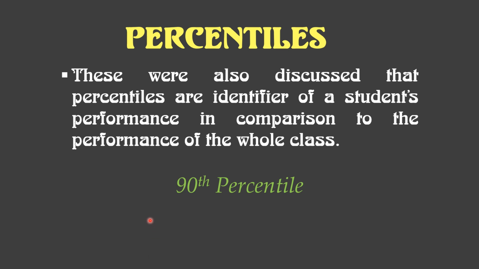So in this case, let's define percentiles as the identifier of students' performance in comparison to the performance of the whole class. For example, your score is at the 90th percentile. It only means that 90% of your class had lower scores than yours, or your score is better than 90% of the class, and that 10% of the class had higher scores than your score. So that is how we interpret percentile.